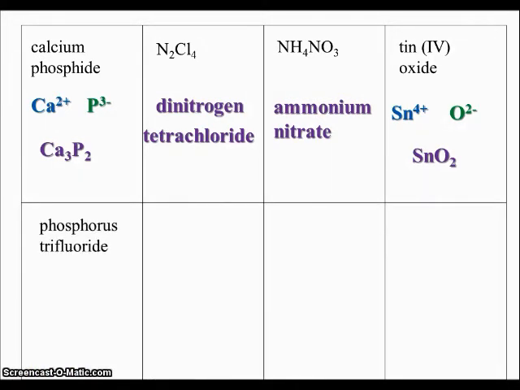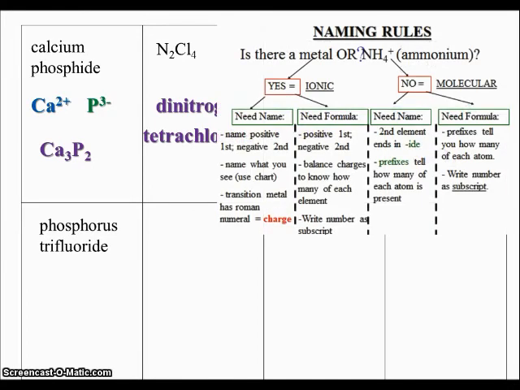Next one, phosphorus trifluoride. Is there a metal or ammonium? No, so it's molecular. You're given the name and you need to find the formula. If there isn't a prefix, it means there is one. 1 phosphorus and 3 fluorides gives you PF3.